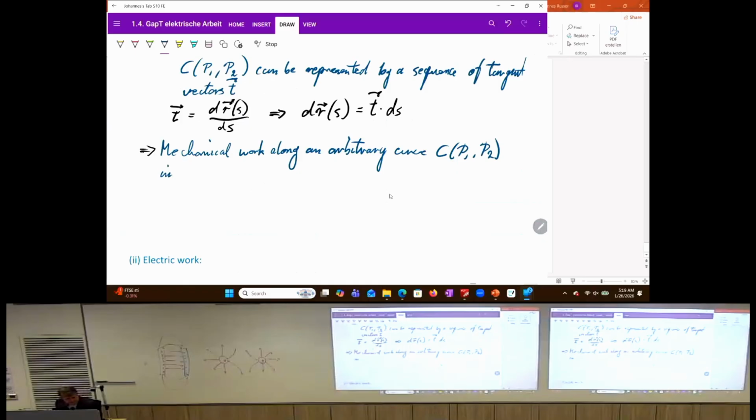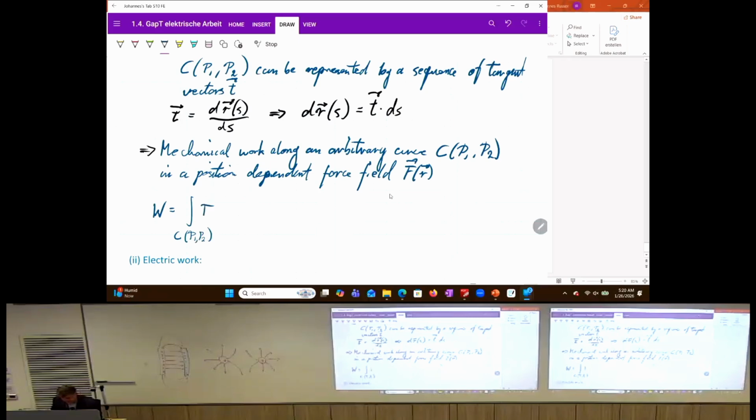So we assume that we have this position-dependent force field. In the formulation we have just seen, we have first taken these small segments of delta r and made them smaller and smaller till we ended up at the concept of integrating these along that curve. This is what we just figured out is the correct way.